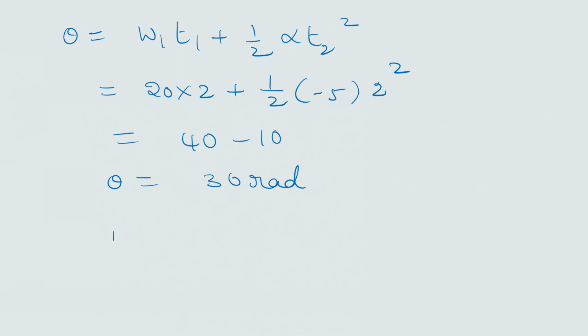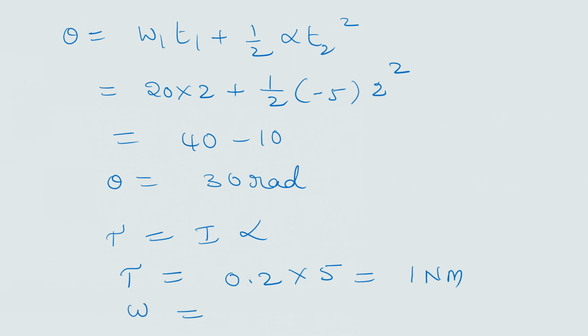Now tau is equal to I into alpha, that is equal to 0.2 into 5. Now torque is 1 newton meter. Next, work done W is equal to tau into theta, that is equal to 1 into 30. So that is equal to 30 joules. Work done W is equal to 30 joules. Okay, next we will go to the next question.